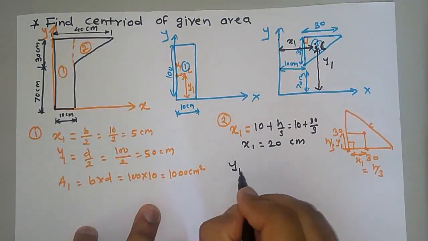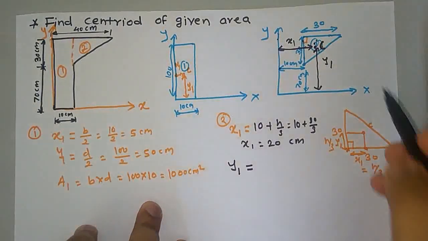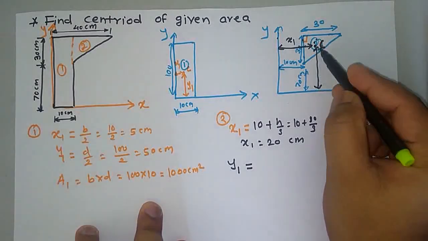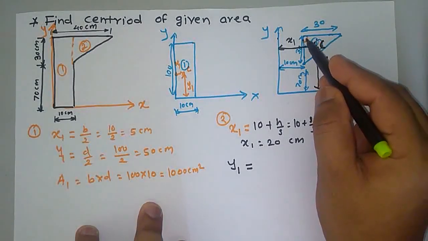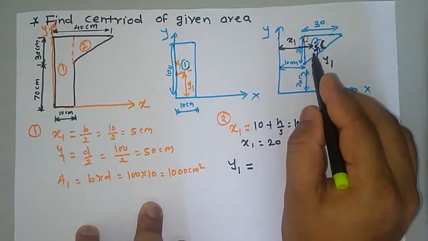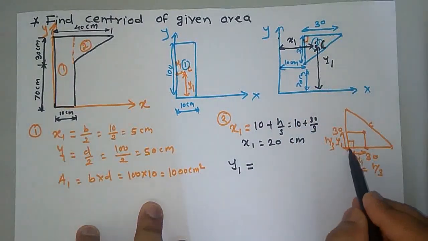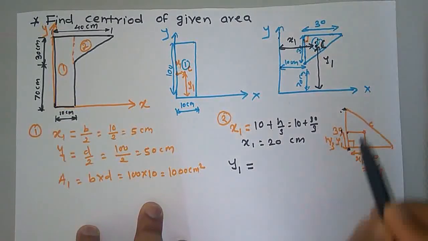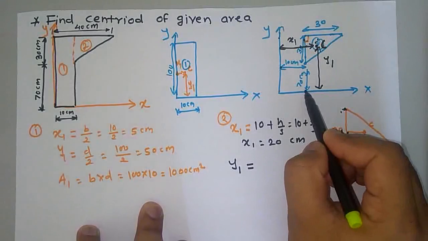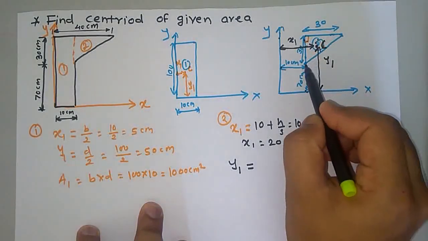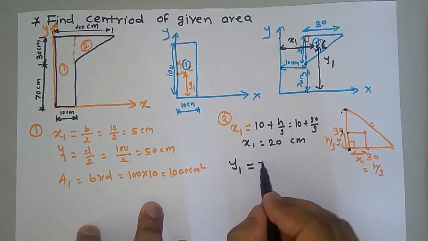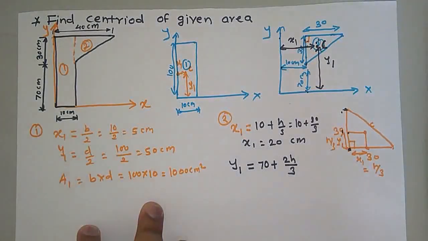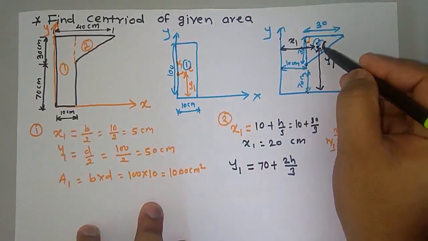Okay, now y1. Now see, we are measuring y1 from this. We are measuring y1 opposite to this right angle. We are measuring from this location, not from this side. So it is 2h by 3. Already this dimension is what? 70, and from here we need to measure. So 70 plus 2h by 3. Understood? So this is y1.